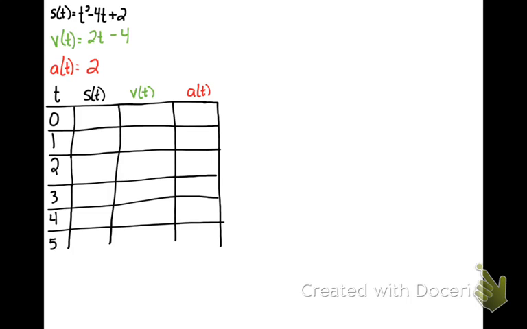And so we're going to fill out a chart to help us begin to make more sense of all of these relationships. And so if we use our position function when t is 0, s of t would be 2. When t is 1, s of t would be negative 1. When t is 2, s of t would be negative 2. At 3, negative 1. At 4, it's 2. At 5, it's 7.